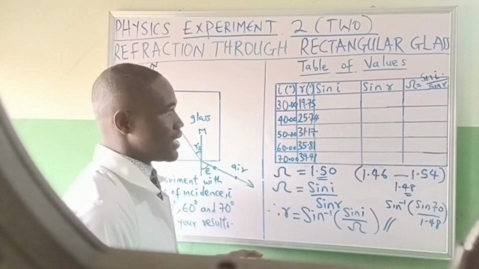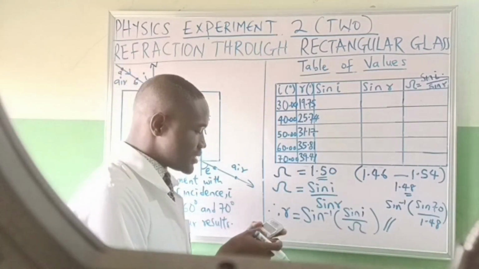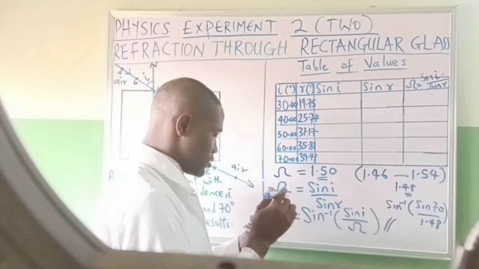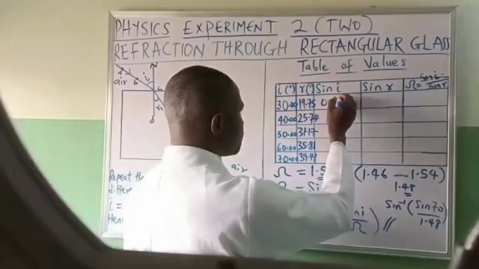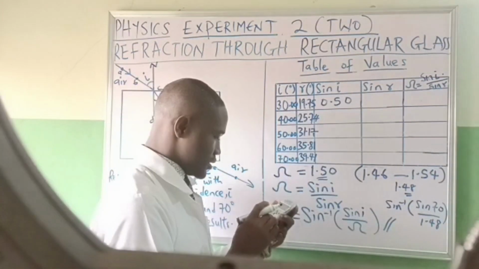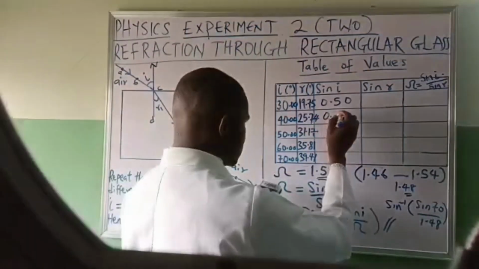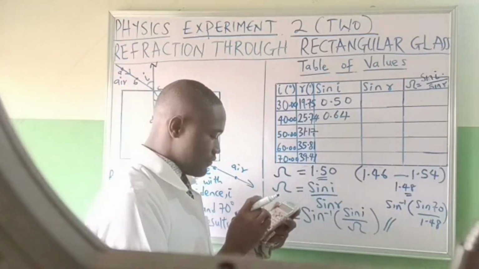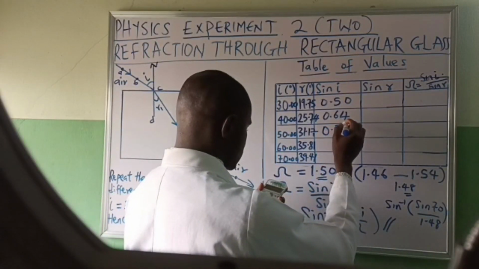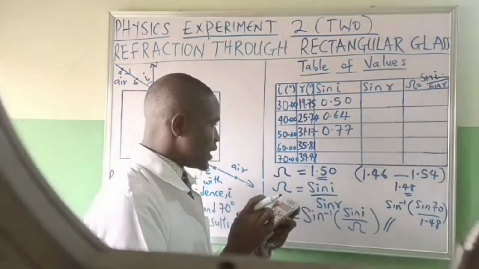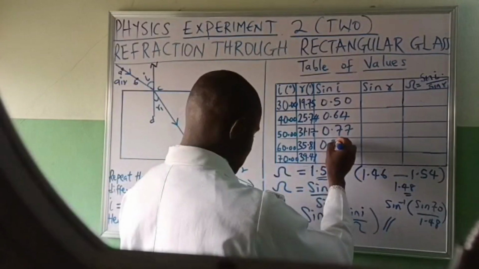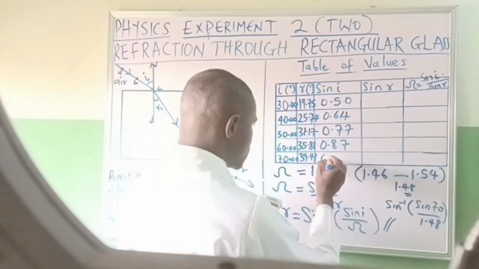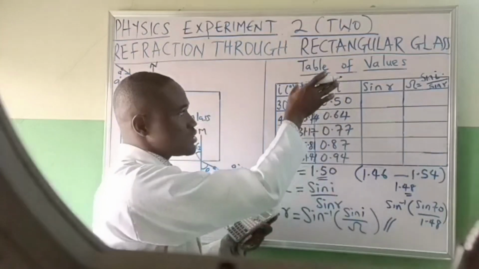And to get my sine i. My first sine i is sine 30, which is 0.50 in 2 decimal places. Sine 40, 0.64. Sine 50, 0.77. Sine 60, 0.87. Sine 70, 0.94. We have gotten the column for sine i.